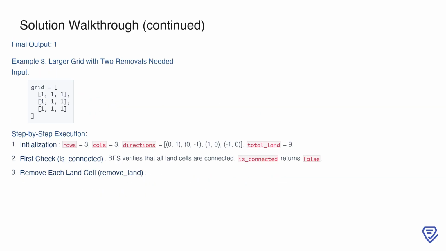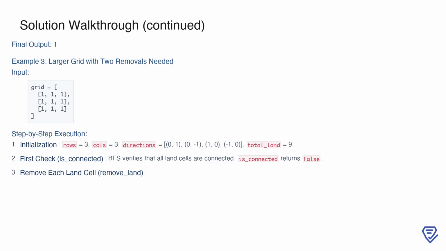1. From the previous execution, we see that the grid becomes disconnected after removing just one land cell. Therefore, the algorithm concludes that the final output for this example is 1. This demonstrates that in certain cases, removing a single strategically located land cell can be enough to disconnect the grid entirely.